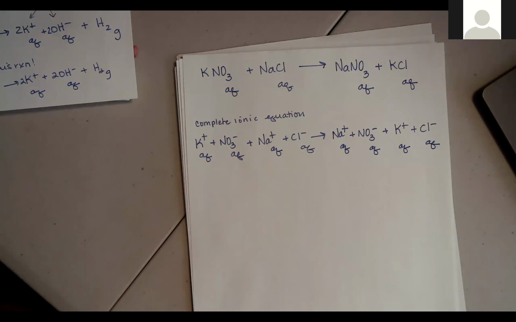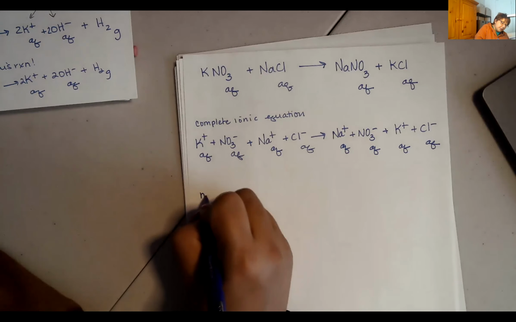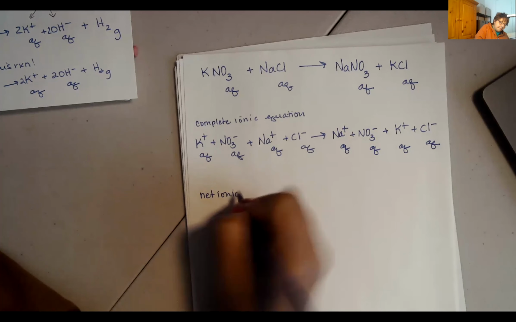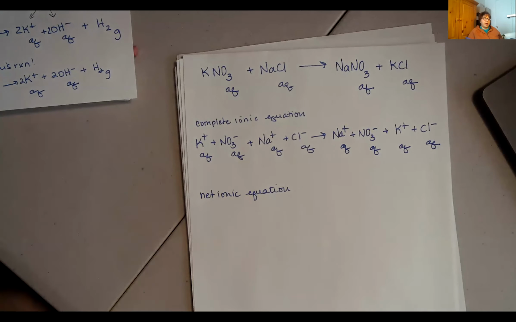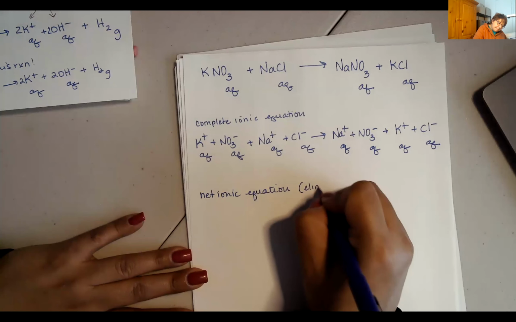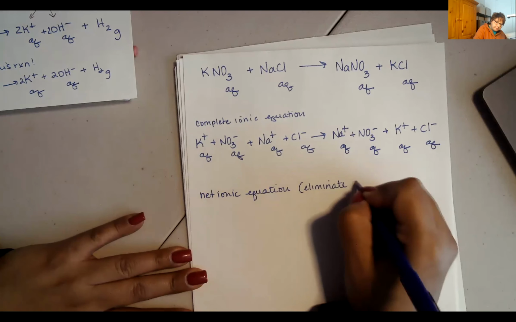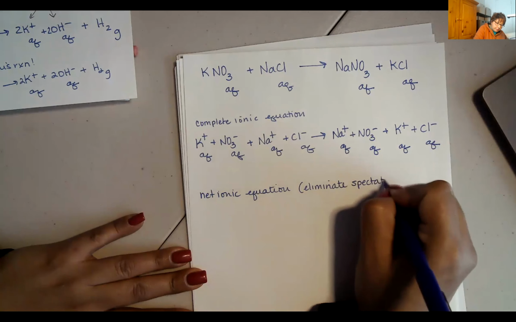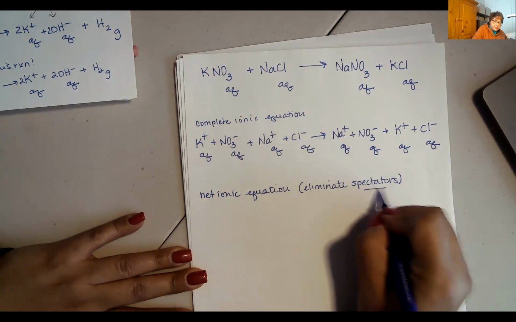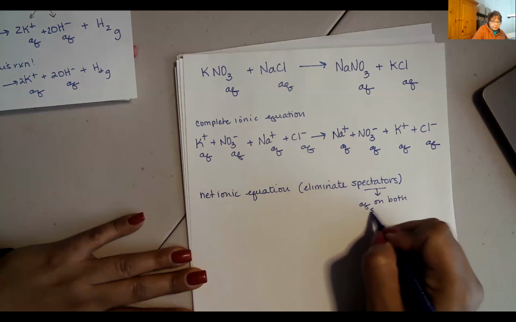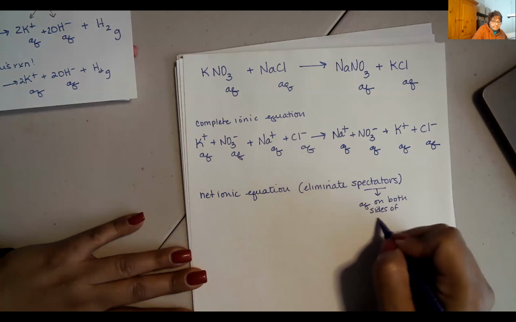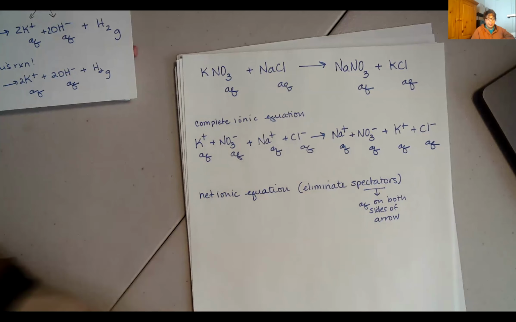So I've written my complete ionic equation. Now I'm going to do my net ionic equation, where I eliminate the spectators. And as a reminder, spectators are aqueous on both sides of the arrow.